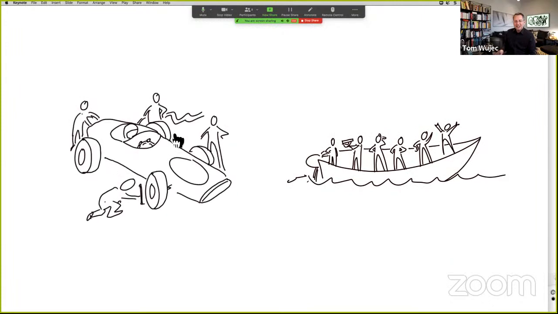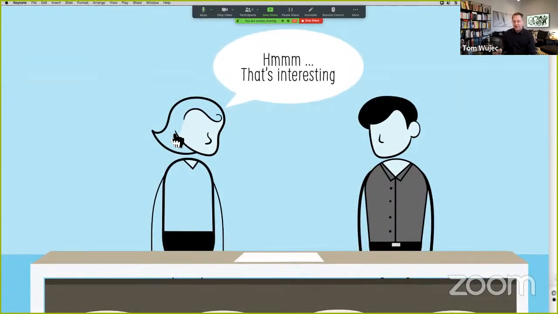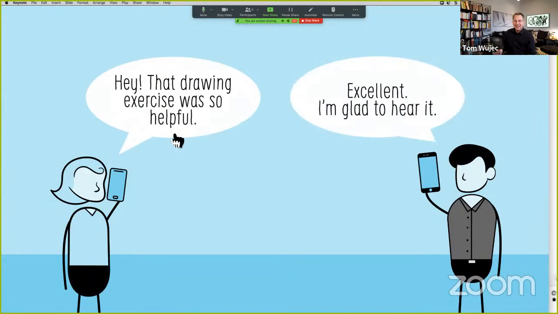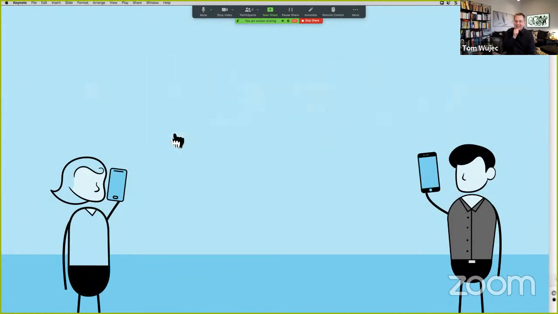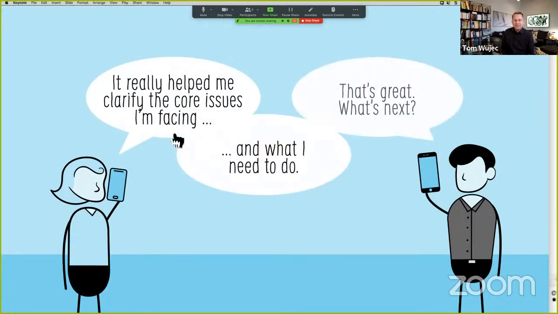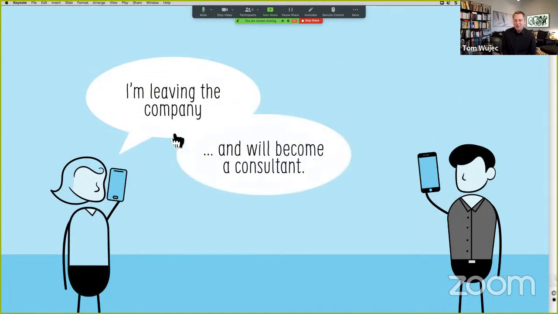And then I showed her a couple of other visual models that she could use to think about her mental model of collaboration. Some time, a couple of weeks later, she said, hey, that was great. That really helped me a lot. And I said, yeah, so what does that mean for you? And she said, well, I'm leaving the company and I'm going to become a consultant.